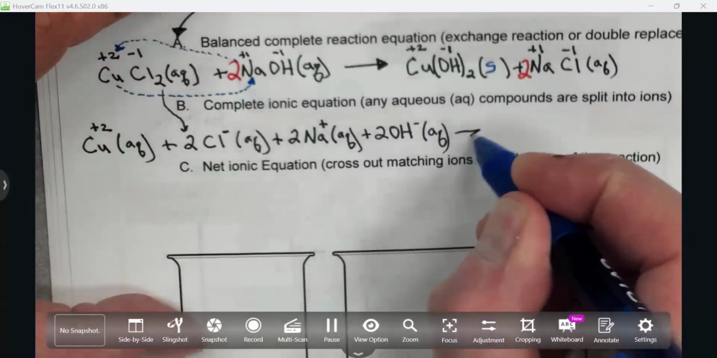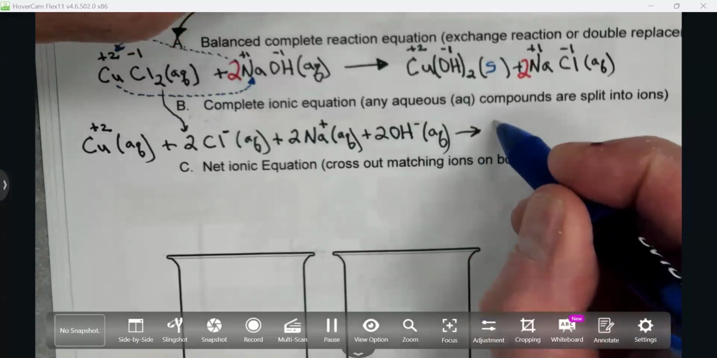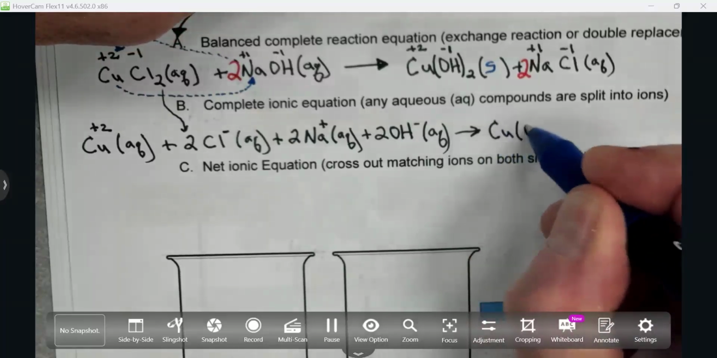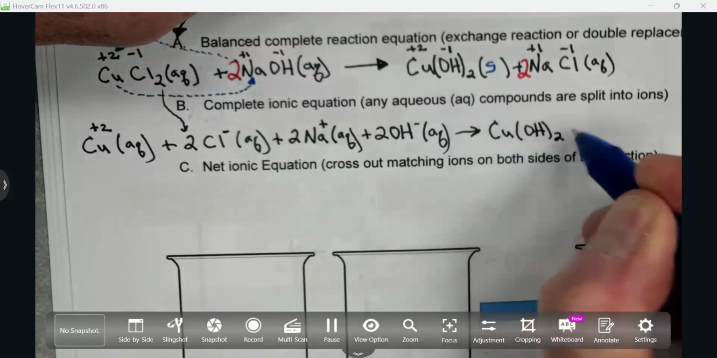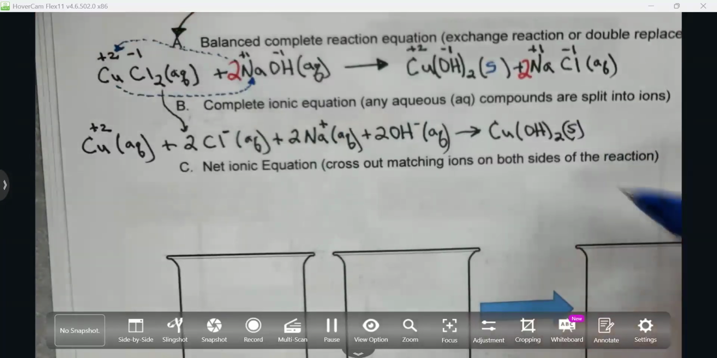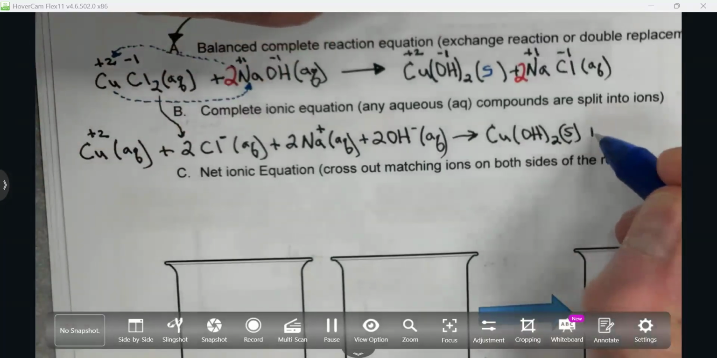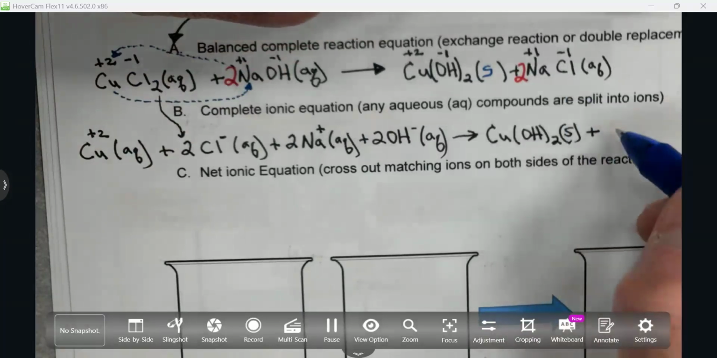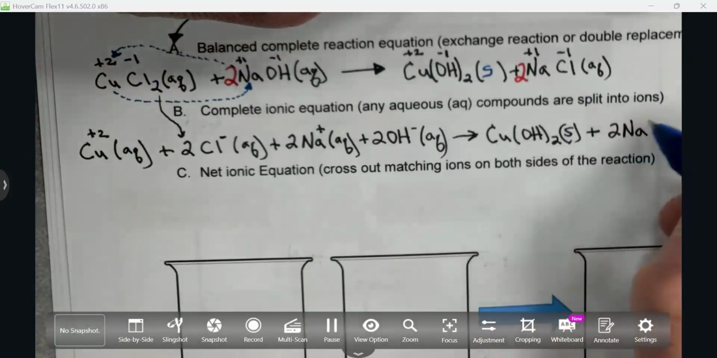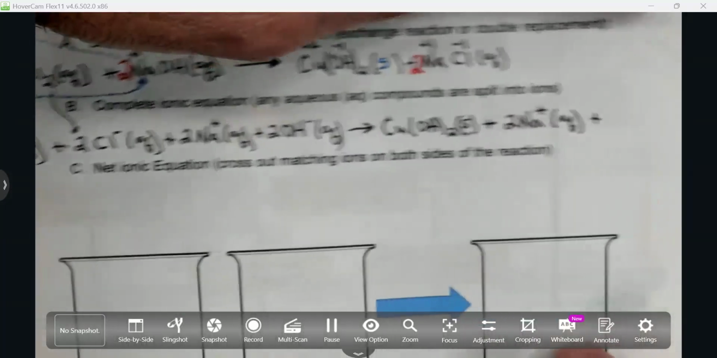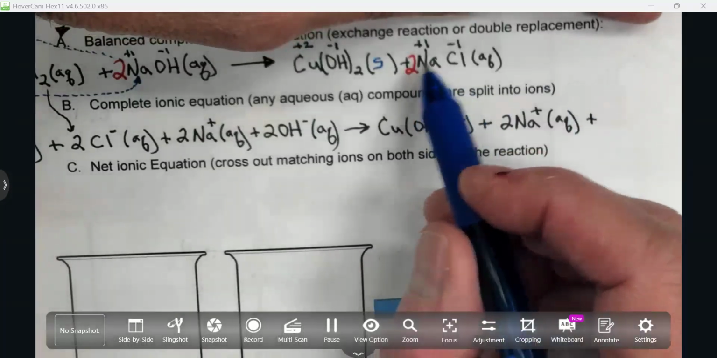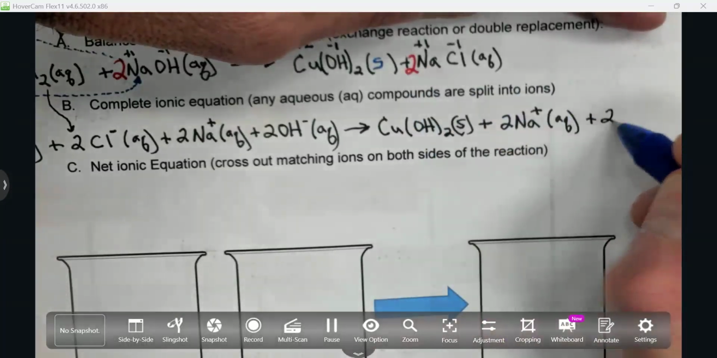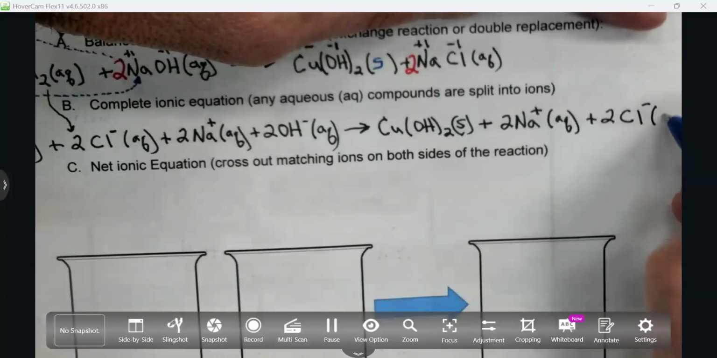Arrow. Copper hydroxide solid, plus 2Na plus aqueous. And this 2, we get 2Na plus, and we get 2 Cl minus.